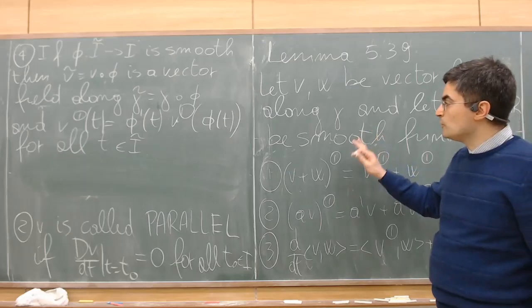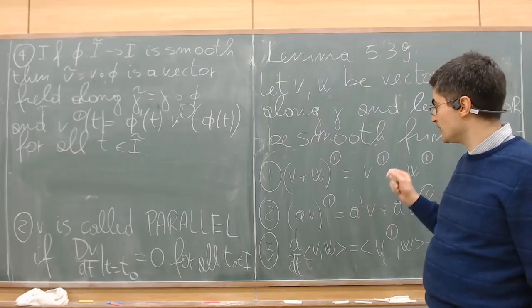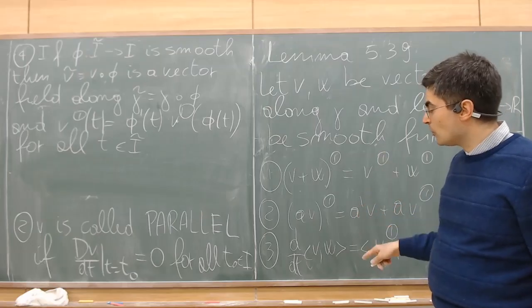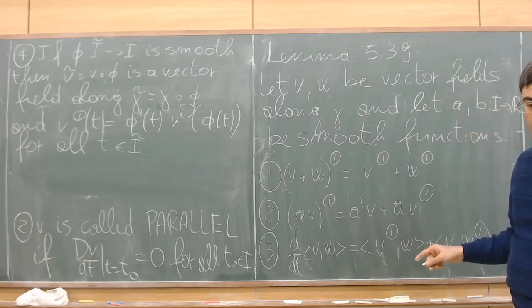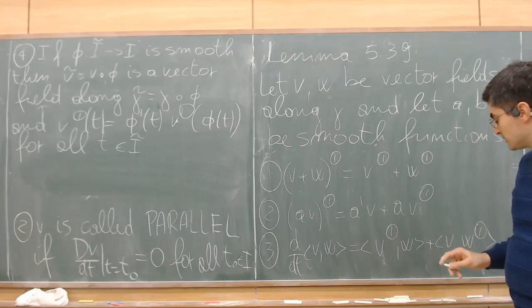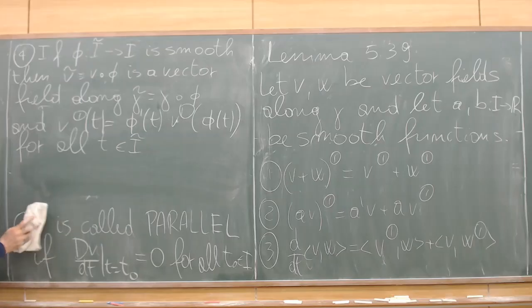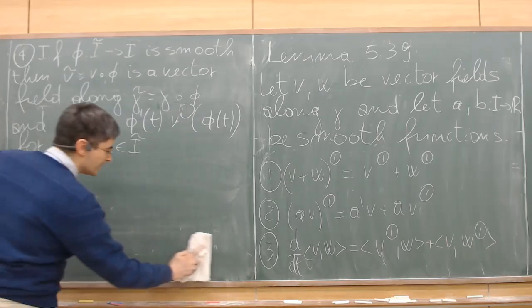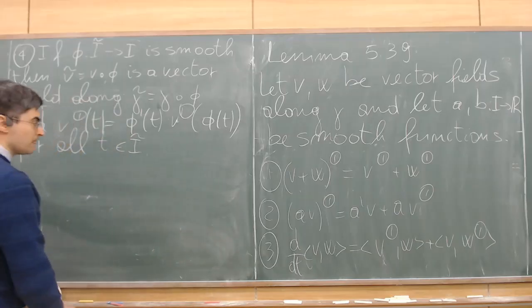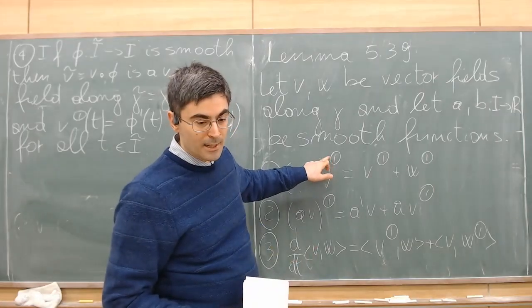If you want to prove this formula, you just use the fact that these formulas are true for the usual derivative, and then you can consider the projection of the vectors onto the tangent space. That is, you replace the symbol prime by O prime.